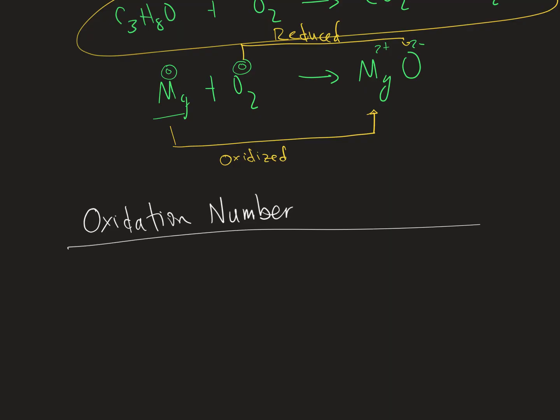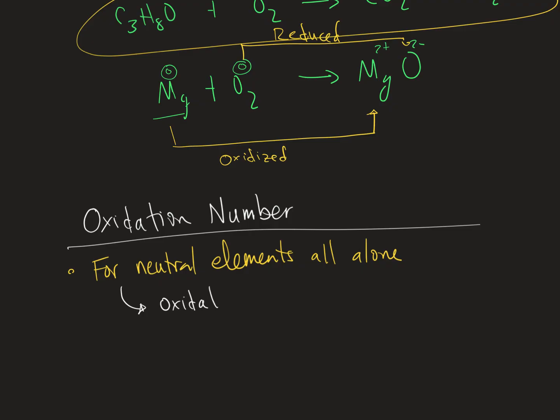So the first two should be straightforward on how to determine the oxidation number for an element or for an atom. Okay, the first point is for neutral elements, all alone, the oxidation number is equal to 0, kind of like we did here, right?